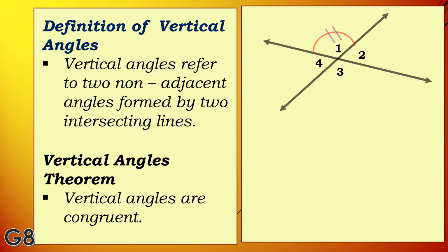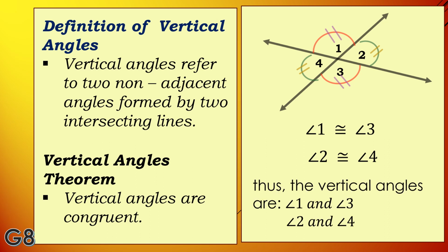So in this figure, angle 1 is congruent to angle 3. Angle 2 is congruent to angle 4. Thus, the vertical angles are angle 1 and angle 3, and angle 2 and angle 4. So, the two angles that are vertical are congruent angles.